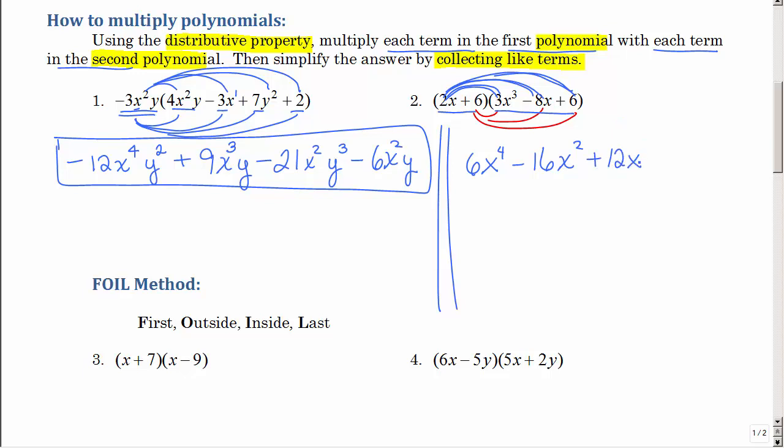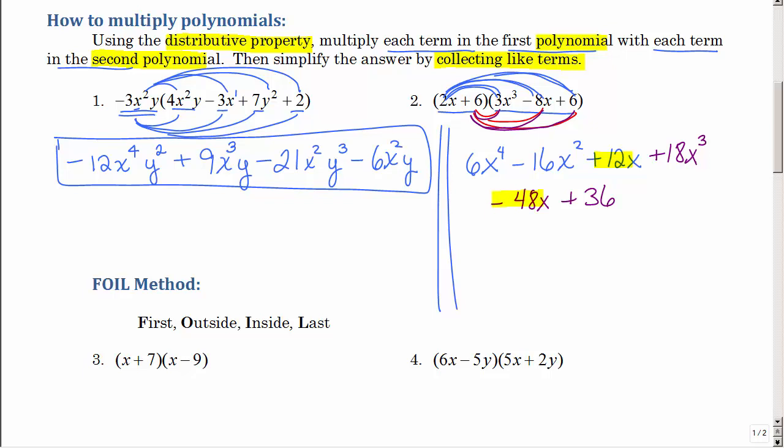Not done. Now I'm going to come back and do the 6 times that, which is, I'm going to say, plus 18x cubed. 6 times negative 8x is negative 48x. I'm just going to the next line because I ran out of room. And then 6 times 6 is positive 36. Am I done? Are there any like terms whatsoever? I'm looking, and that's the only like terms I see. So let's put those together.